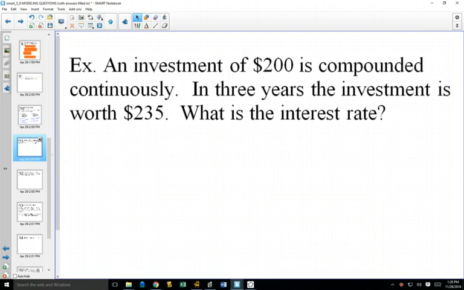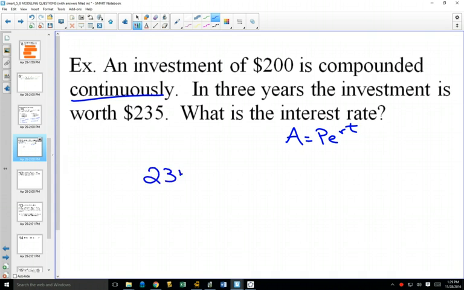So here, let's do a couple more investment ones. These questions, you will know that you need to use the PERT formula, as I like to call it, anytime the question says that something is continuous. So here, an investment of $200 is compounded continuously. In 3 years, the investment is worth $235. What is the interest rate?